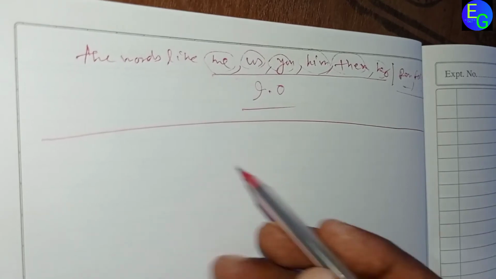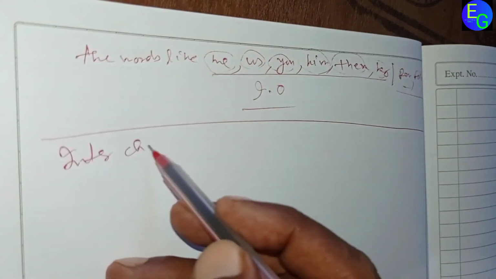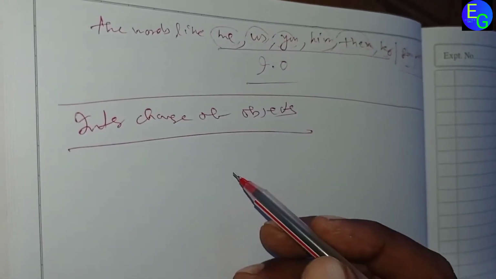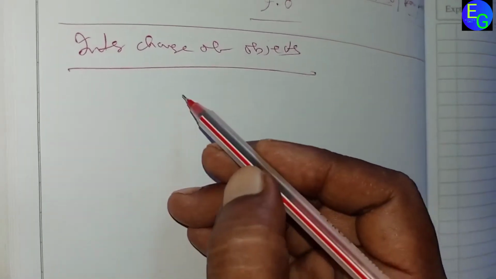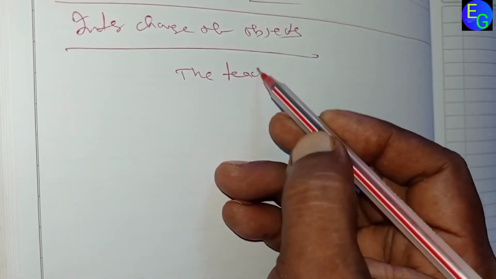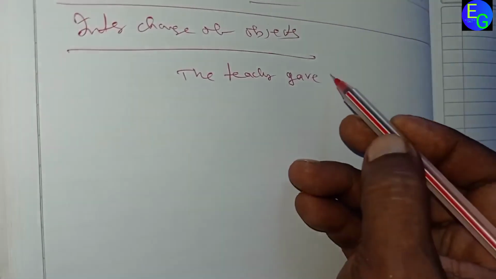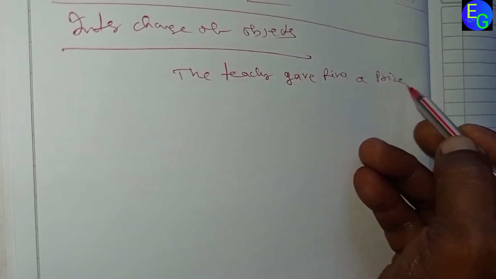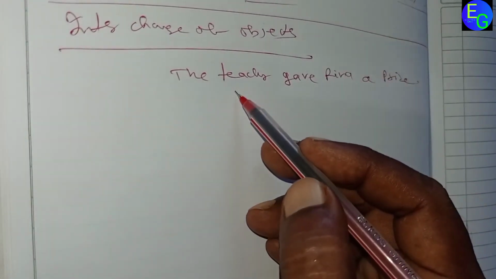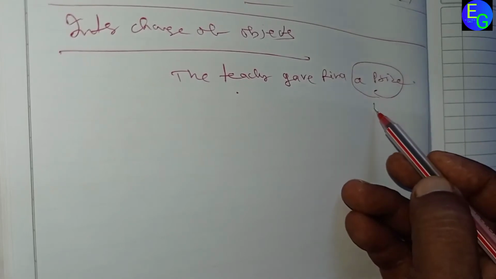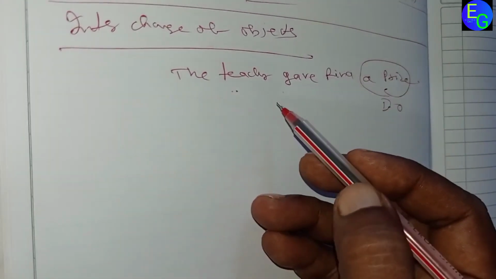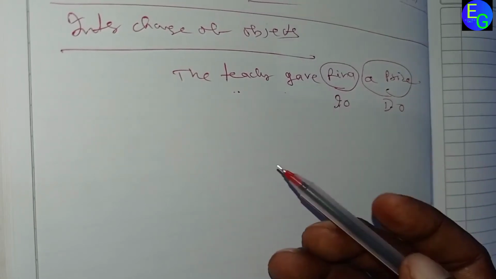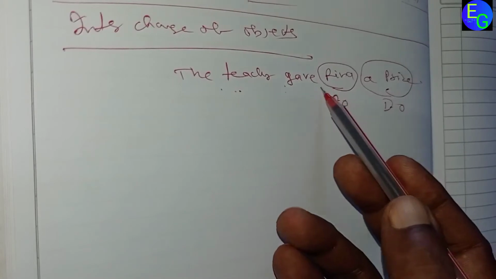Okay. Now let us know about the interchange. How to make the interchange of objects? You should remember first. Suppose I am writing: the teacher gave Rina a prize. Here you see, the teacher gave what? A prize. Is this a direct object? The teacher gave whom? What is the answer? Rina. It is an indirect object.